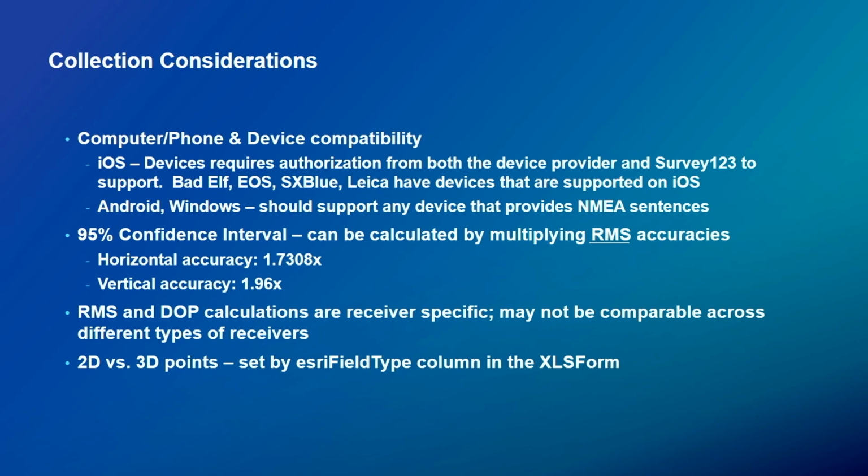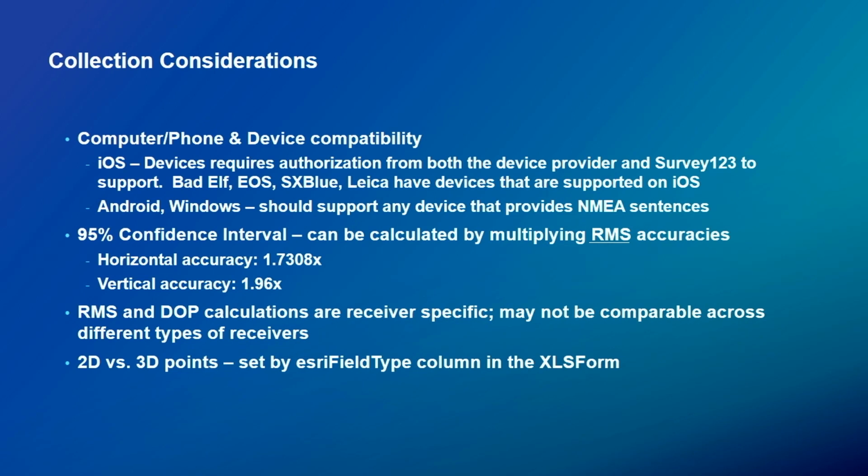Android and Windows, much easier. So long as it's outputting a NMEA sentence, we should be able to read the data. Many people, especially in the US government, have requirements to do a 95% confidence interval collection. In order to provide that 95% confidence interval on the accuracy, you're actually going to apply a multiplier to the RMS accuracy. We provide the documentation. I'm just noting this here so that you're aware.